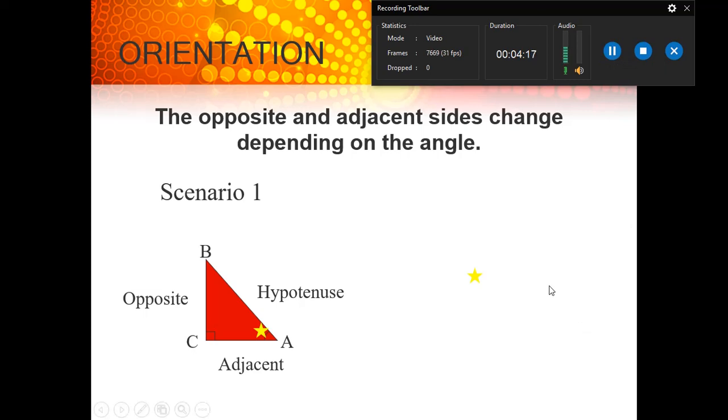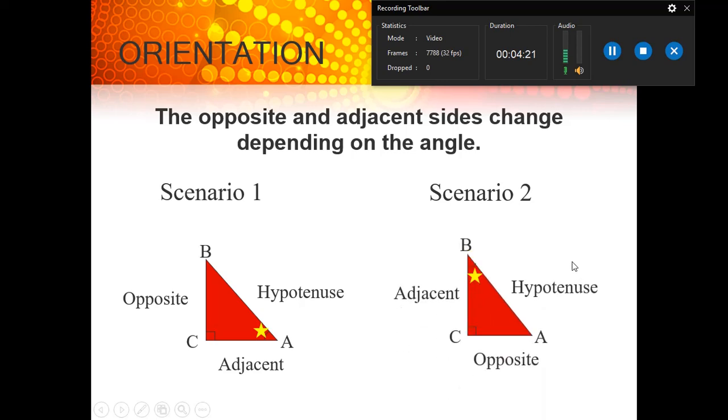However, if I move to a different angle, the scenario changes. So now we have scenario 2. My right angle at C is always directly across from the hypotenuse. That will not change. But now if I'm working at B, the side directly across from me or opposite is now CA, and the side adjacent or next to me is side BC. So the opposite and adjacent will change when you move to a different angle.